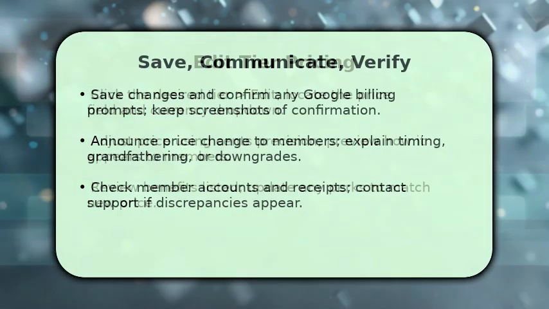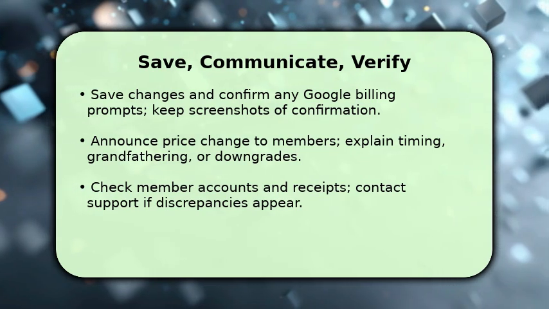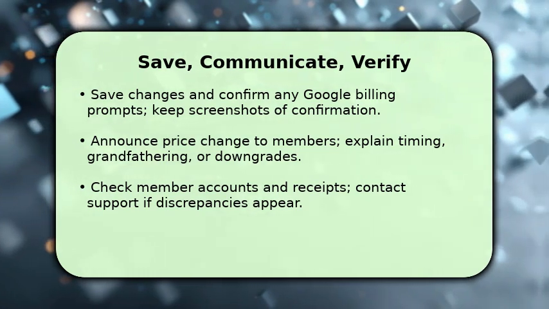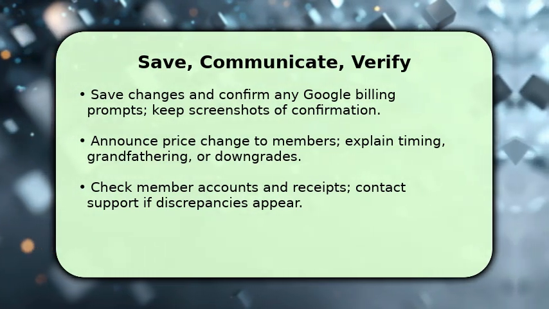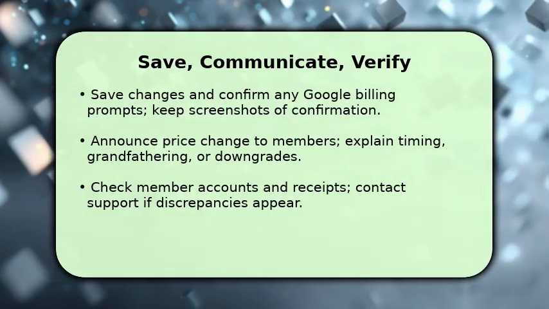Finish by saving changes and responding to any Google billing confirmations. You should capture a screenshot for records. Then communicate clearly to members. Tell them when the price takes effect, whether existing members are grandfathered, and how they can change tiers.